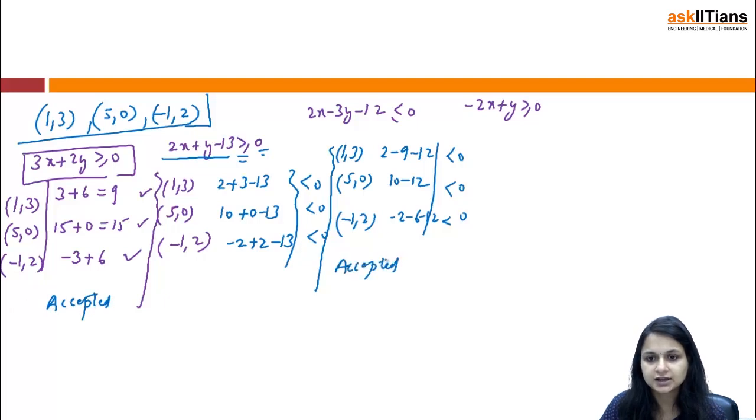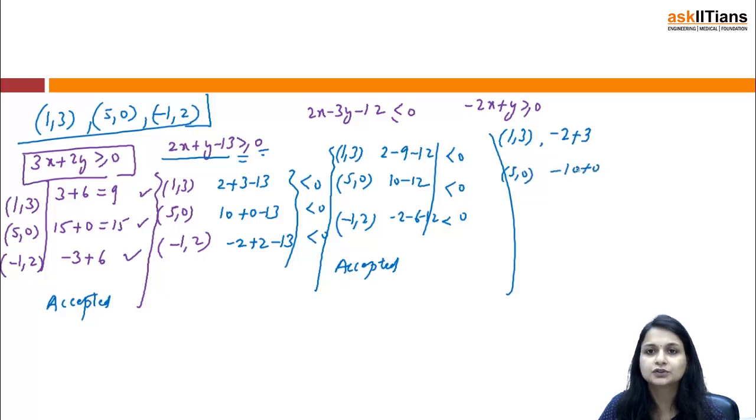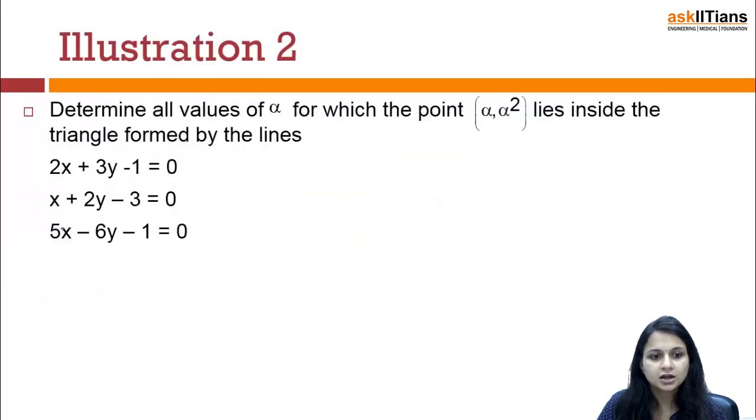Let's take the next case. Minus 2x plus y greater than or equal to 0. Here you can see, if I check (1, 3), it is minus 2 plus 3. If I check (5, 0), minus 10 plus 0. I don't have to check further because this is coming negative, right? So yes, this means this is again rejected. So I will have two solutions. Let's move to the next question, students.